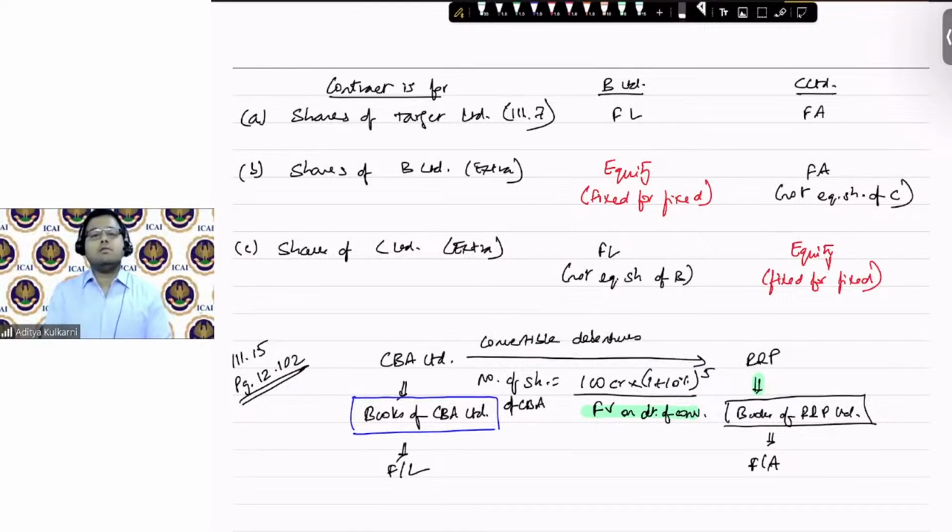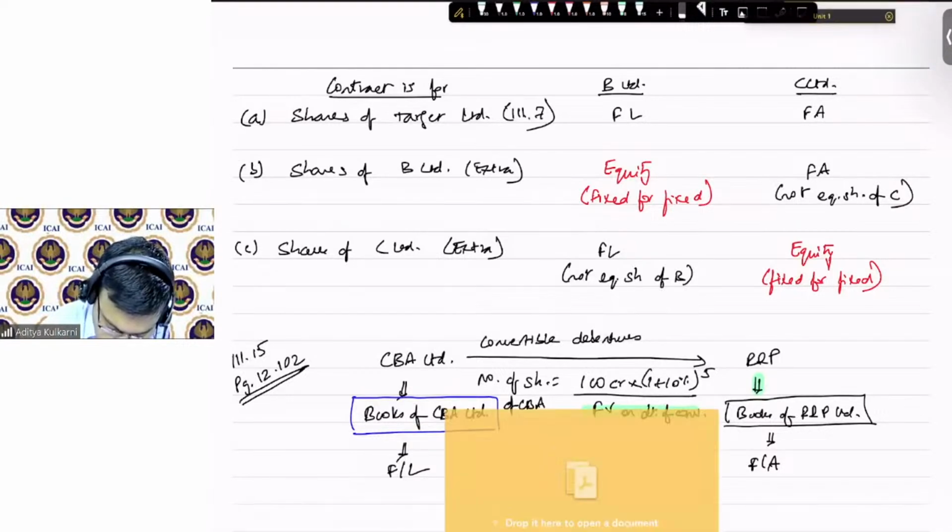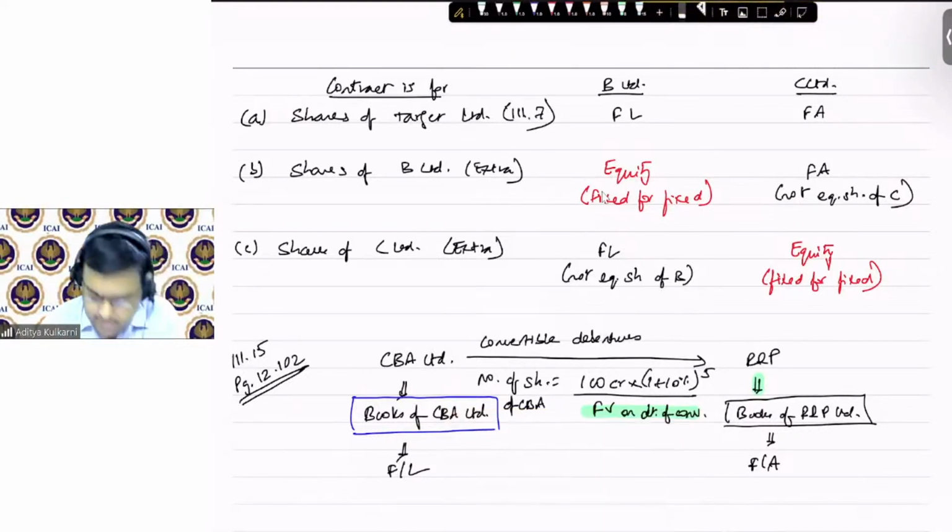We commence again our topic financial instruments. Today, I think, is the fourth day. Yes. Let us start.